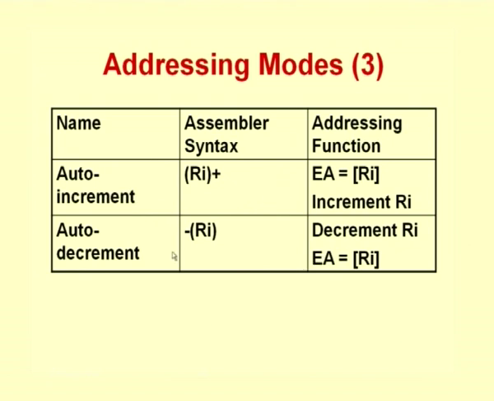In auto decrement, as we have seen earlier, it is very similar to increment, but the decrement normally is done as a pre-decrement. That is, you will first decrement the value of RI and then use that value of RI to calculate the effective address. So, these are two other addressing modes that we have.